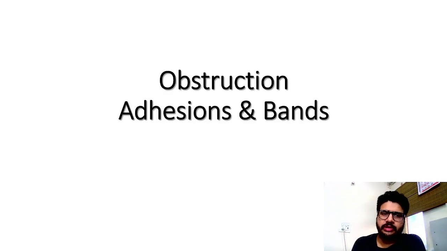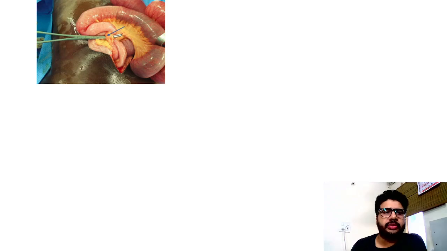Let's proceed with the series of videos on intestinal obstruction. Today we'll read about obstruction due to adhesions and bands. This is the picture showing a single band, and you can see proximal dilated bowel and the distal normal bowel.